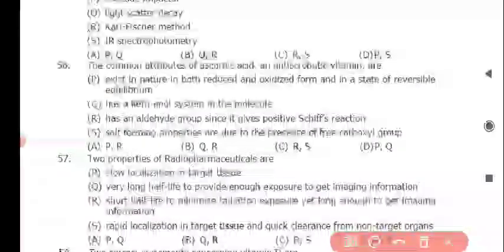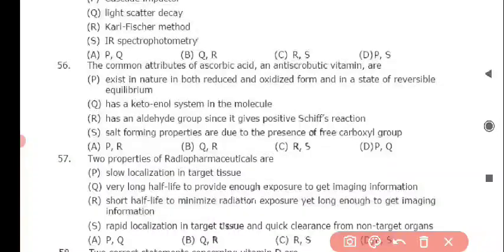The next question is, the common attributes of ascorbic acid, an antiscorbutic vitamin, are P. Exist in nature in both reduced and oxidized form and in a state of reversible equilibrium. Q. Has a ketoenol system in the molecule. R. Has an aldehyde group since it gives positive Schiff's reaction. S. Salt forming properties are due to the presence of free carboxyl group. So correct answer for this question is option D, P and Q.